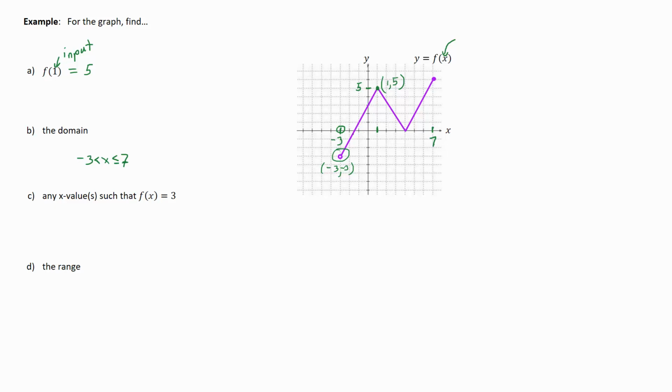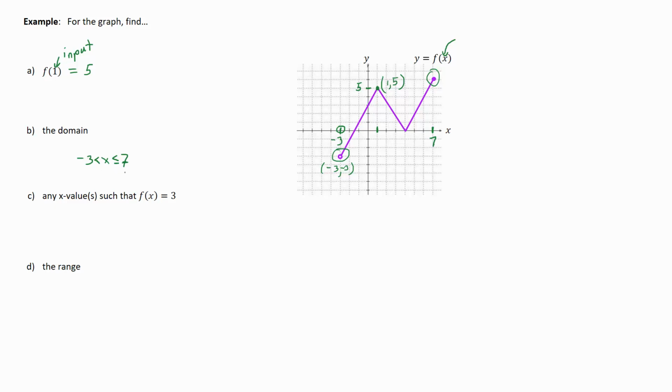And then if you look horizontally and go all the way to the right until you're just below this point, then it does look like x reaches that point because it's a closed circle. So x does reach 7. So you use a less than or equal to. x is less than or equal to 7.